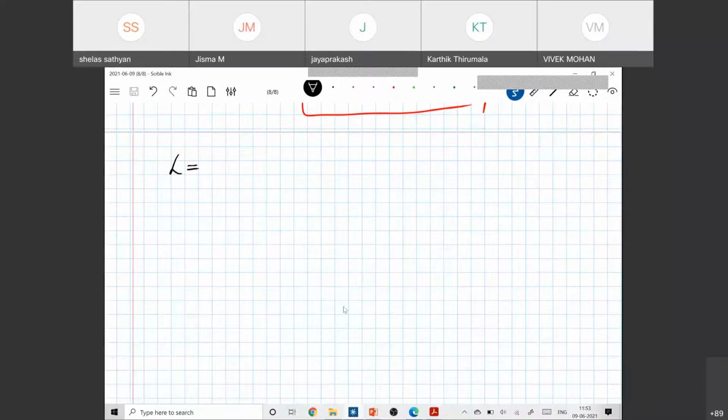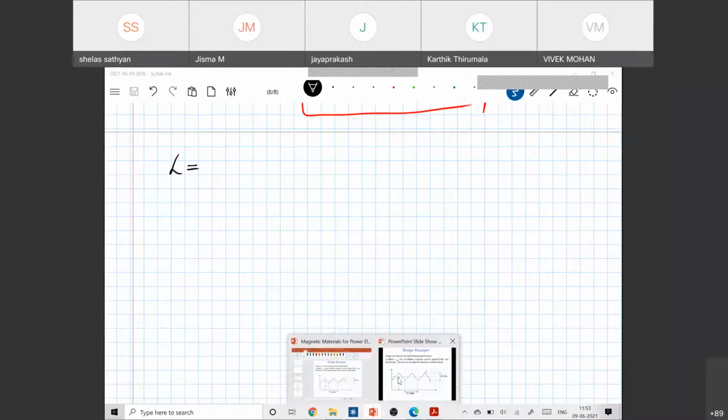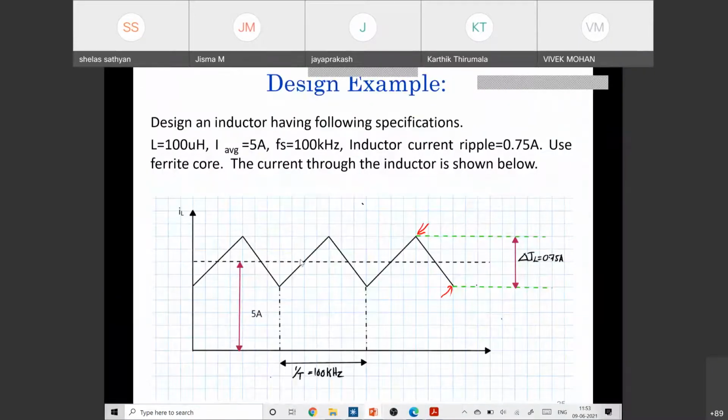Okay. Anyway, the question is very simple. You have to design a high frequency inductor whose inductance value is 100 microhenry, and the current through the inductor is given like this. It is a switching waveform, and one cycle is the switching frequency, which is 100 kilohertz. And there is an average value of the current. We call it a DC bias current, that is 5 ampere, and the inductor current has a ripple superimposed on this average value, and that is given by 0.75 ampere. So the design steps are given here.